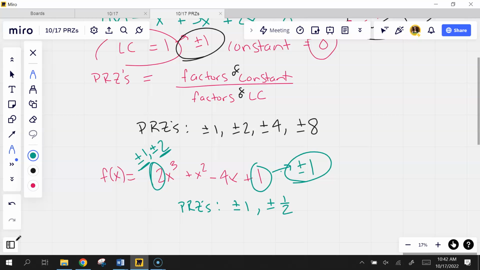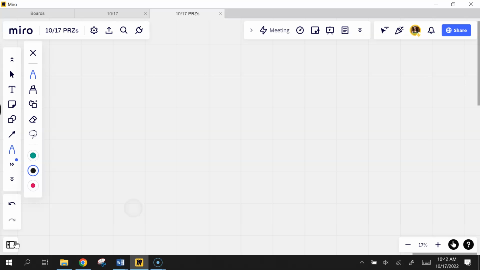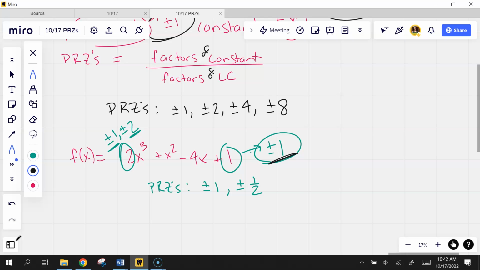Okay, does everyone see how to list them? This is the easy part, listing. Now the hard part is, you take these and you divide them by every one of these. Every possible combination of these factors divided by these factors.